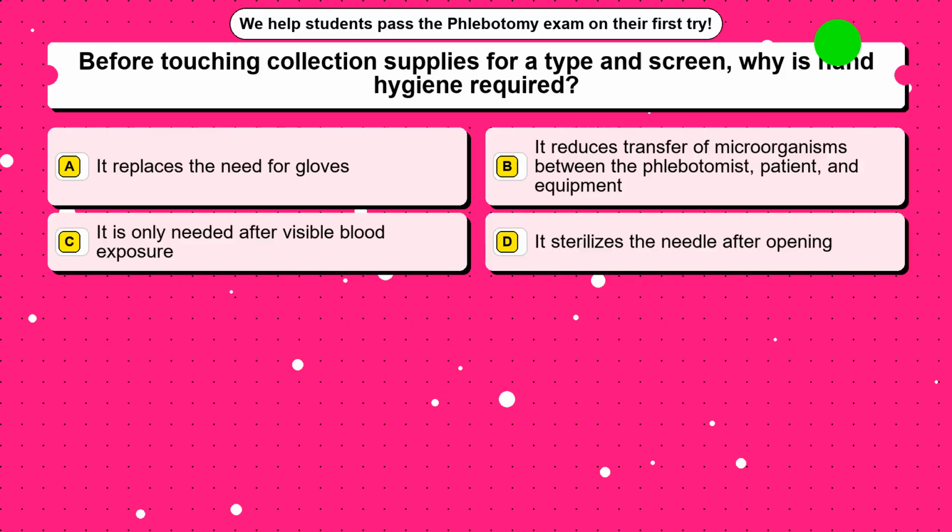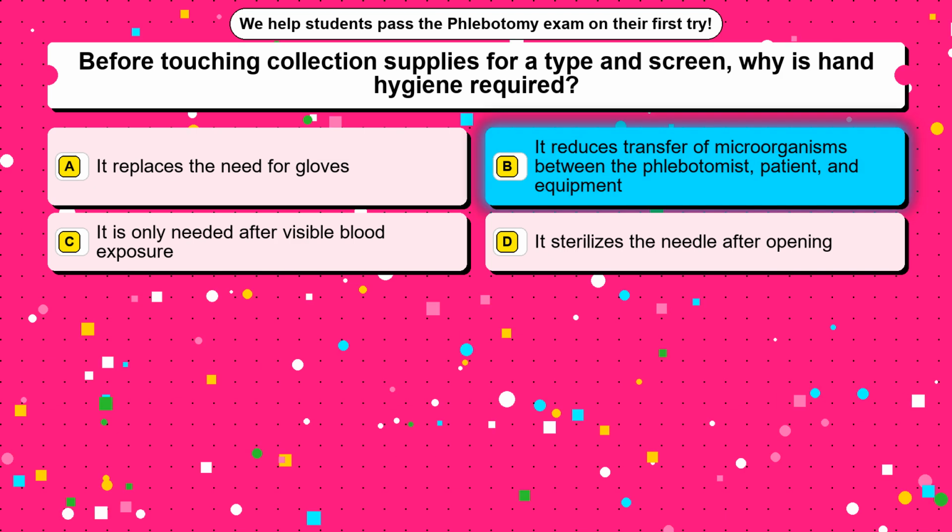Question 1. Before touching collection supplies for a type and screen, why is hand hygiene required? Option A. It replaces the need for gloves. Option B. It reduces transfer of microorganisms between the phlebotomist, patient, and equipment. Option C. It is only needed after visible blood exposure. Option D. It sterilizes the needle after opening.